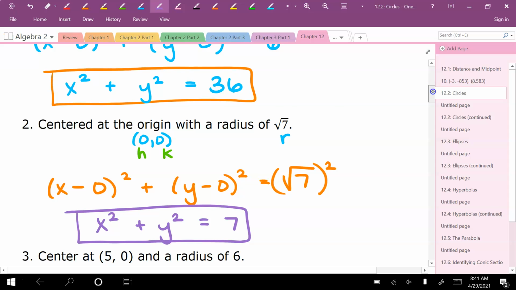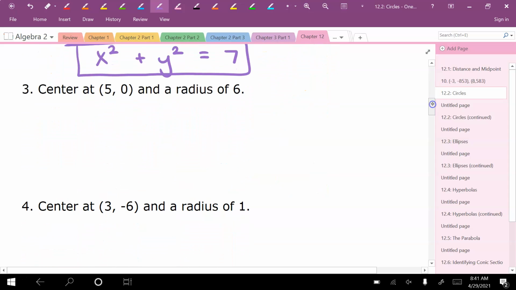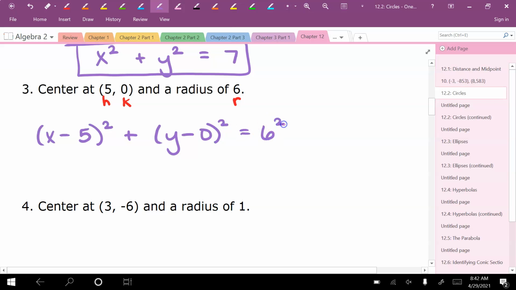So now let's take a look at an example where the center is not at the origin anymore. They're giving me a coordinate for this one, (5, 0). So 5 is my h, 0 is my k, and the radius is 6. So we're going to do (x minus 5) squared, and then plus (y minus 0) squared. So I'm just putting in h and k, and then r squared would be 6 squared.